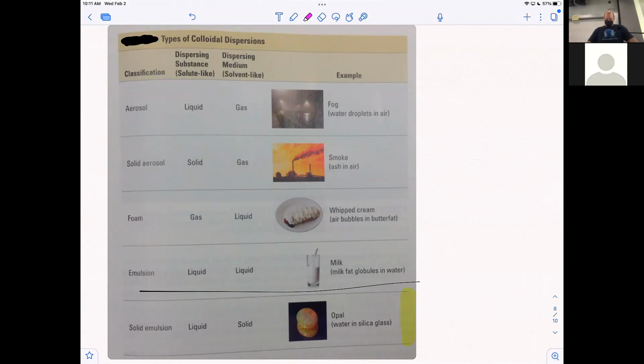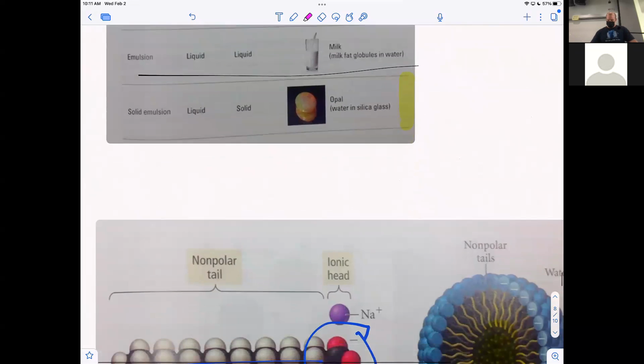You can also have two liquids. You can have a liquid emulsion, so certain beverages like milk. Milk is fat dispersed in liquid water. And how do you get that? It uses a similar principle to soap.